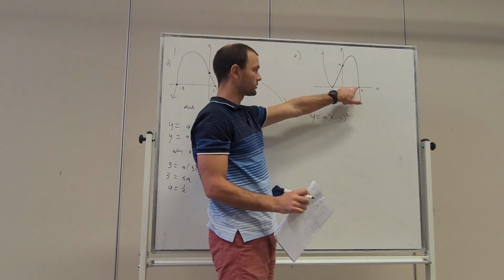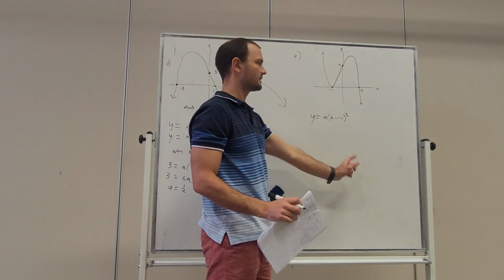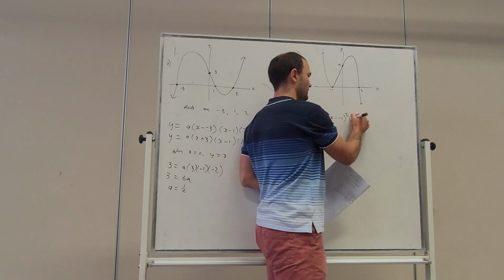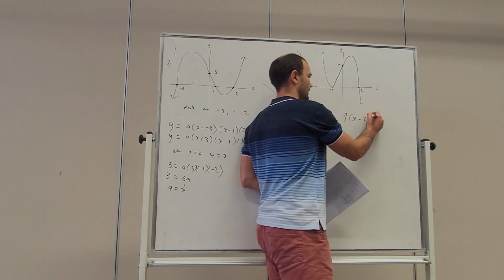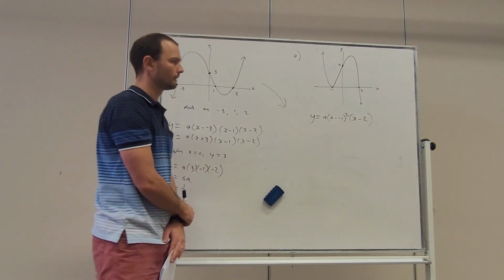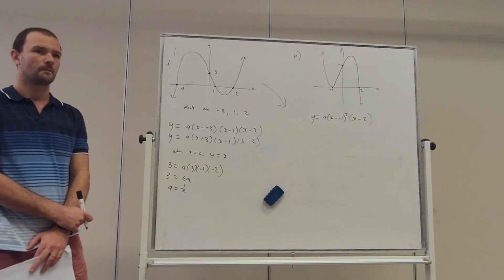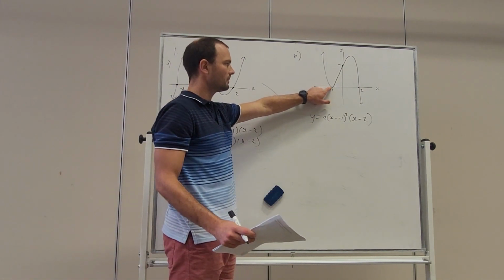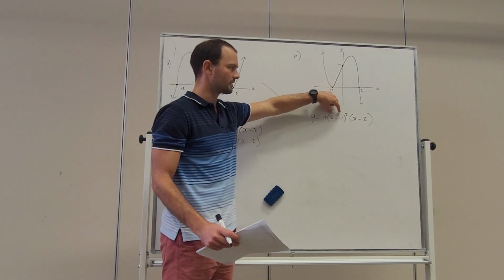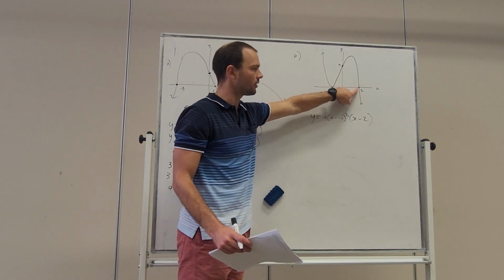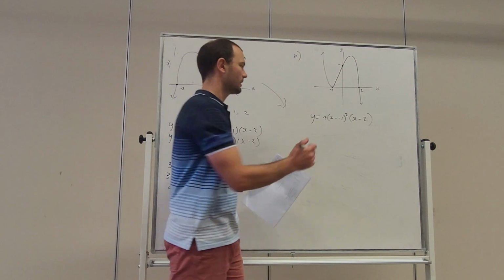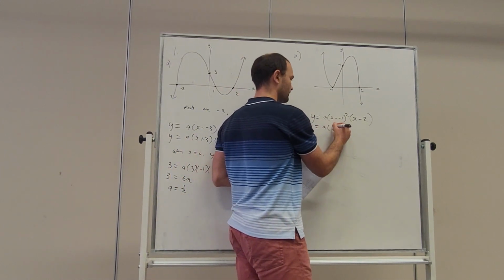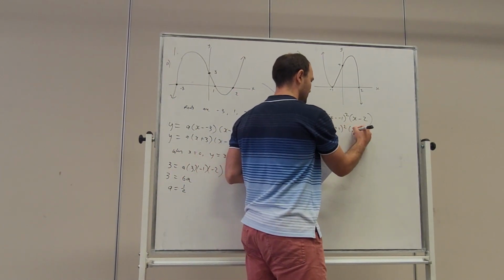The other root is 2, and that just cuts the x-axis. It just cuts, which means it's only a single factor, x take 2. Alright, so x take minus 1, but it's squared because it's touching. And x take 2, not squared, because it's just cutting through. So I'll simplify this. X plus 1 squared times x take 2.